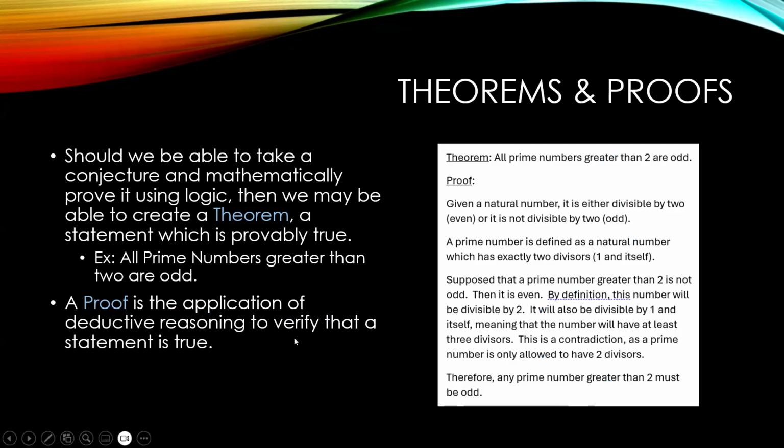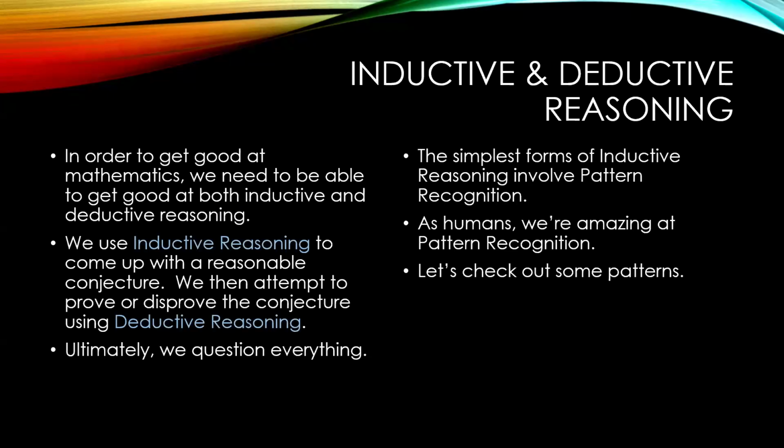A proof is the application of deductive reasoning to verify that a statement is true. Deductive reasoning is kind of the opposite of inductive. Inductive is looking for patterns. Deductive reasoning is a way to verify that something is actually true or not. And here we have a breakdown of them.